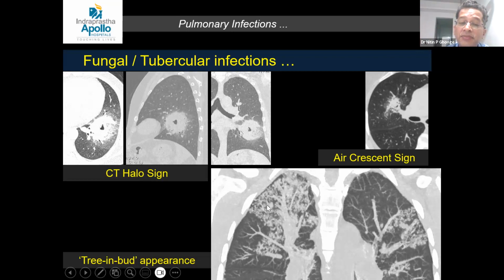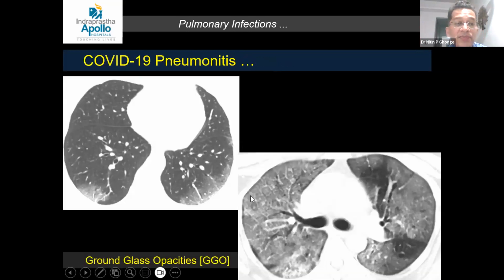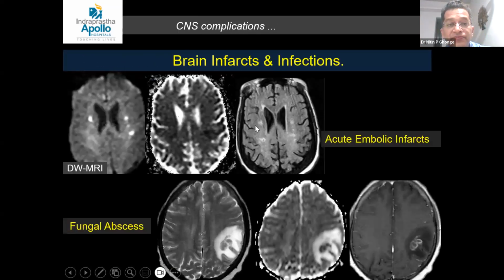Tree in bud appearance, like multiple nodules are seen, typically sparing the pleural surface. If this kind of lesions are seen with tree-like appearance, tree in bud appearance, then infective bronchiolitis, particularly tubercular etiology, is an important differential. COVID-19 pneumonitis, as you all know, is seen like this, ground glass opacities of varying degrees, which can involve both sides.